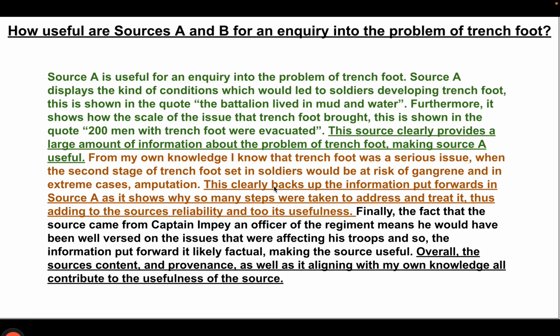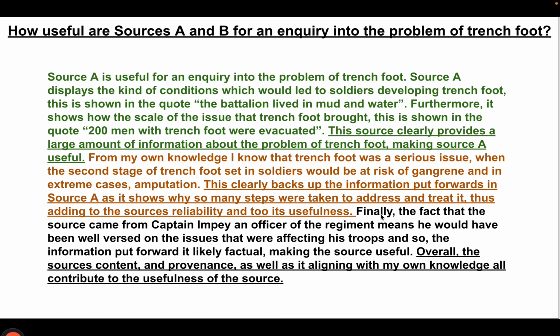This clearly backs up the information put forward in source A, as it shows why so many steps were taken to address and treat it, thus adding to the source's reliability and to its usefulness. So with my own knowledge, because what the source is saying agrees with it, I know that this source is telling the truth, it is reliable, and therefore it is useful to me.